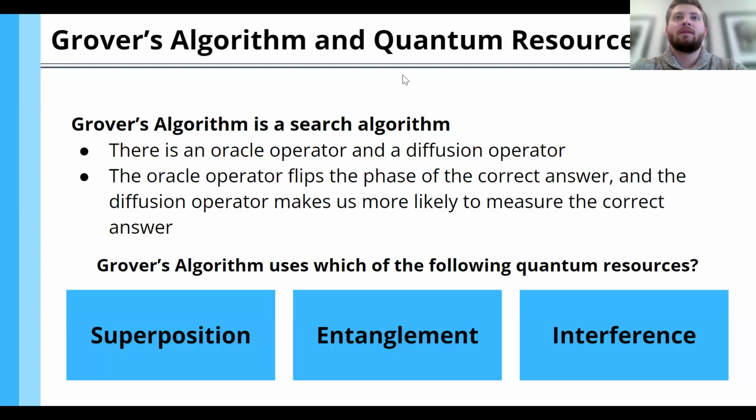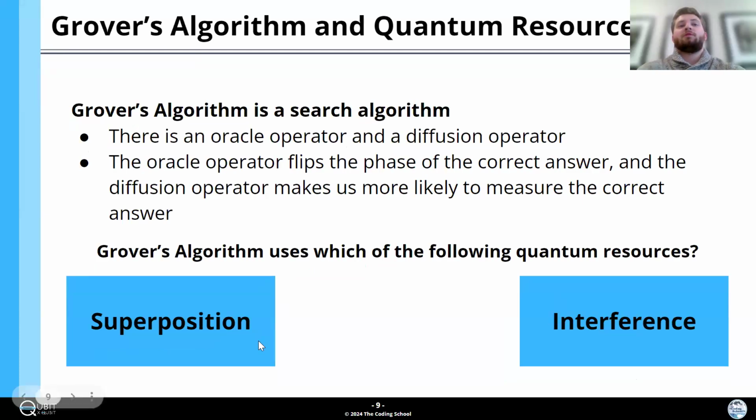Interference, yeah. They do use interference. They also use superposition, as with most quantum states. We want our qubits to be able to be in the 0 state and the 1 state simultaneously. So interference is important and specific to Grover's, but it also uses superposition.